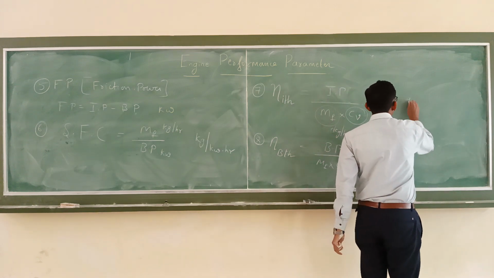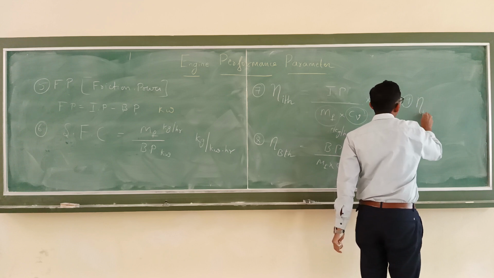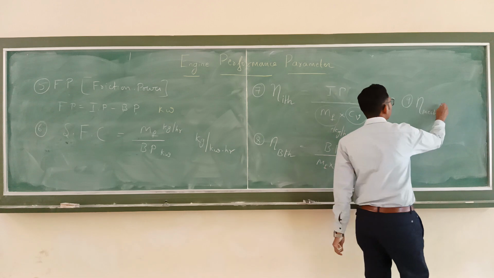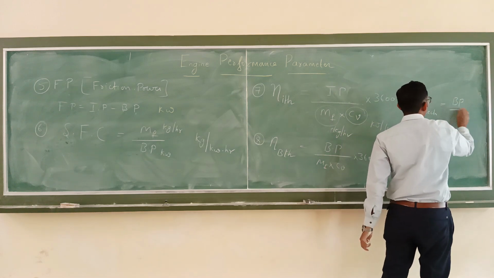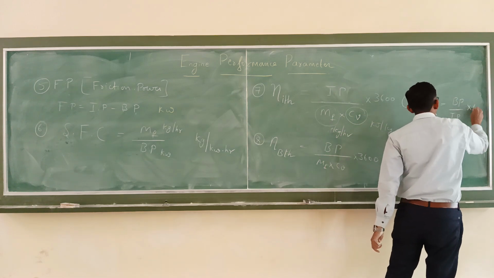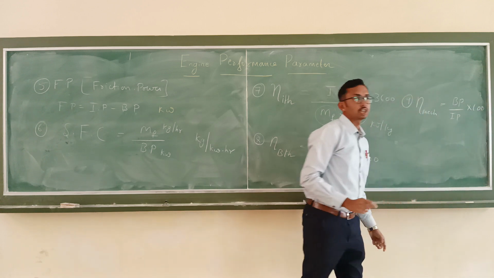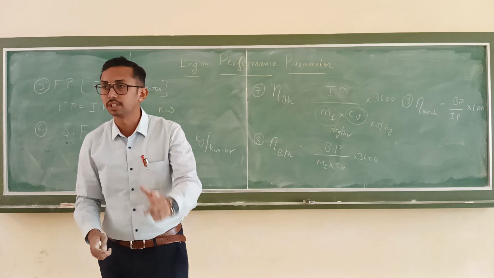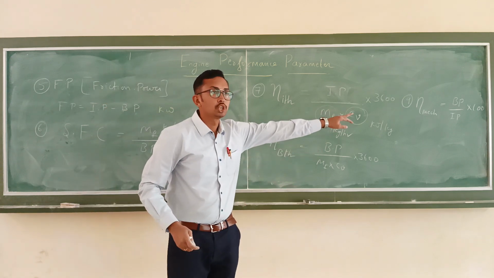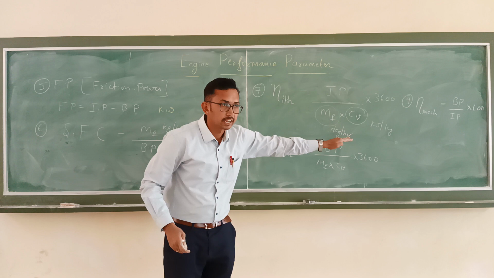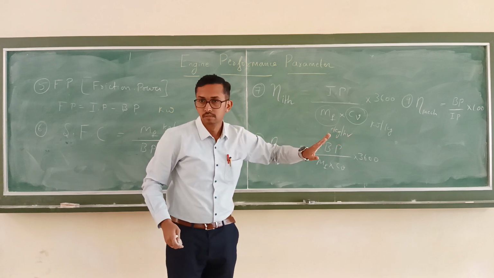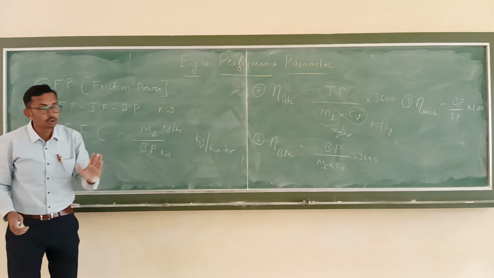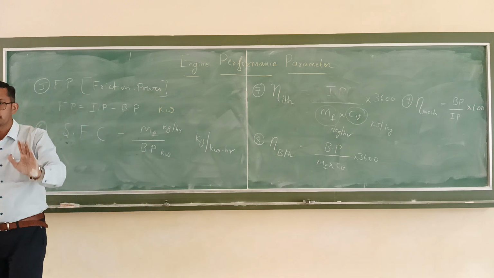So the last is mechanical efficiency. That is given by BP by IP into 100. So this is also represented in terms of percentage only. Mechanical efficiency is given by the ratio of brake power to the indicated power. Is it clear? So these are the different formulas that we are going to use while solving the problems.